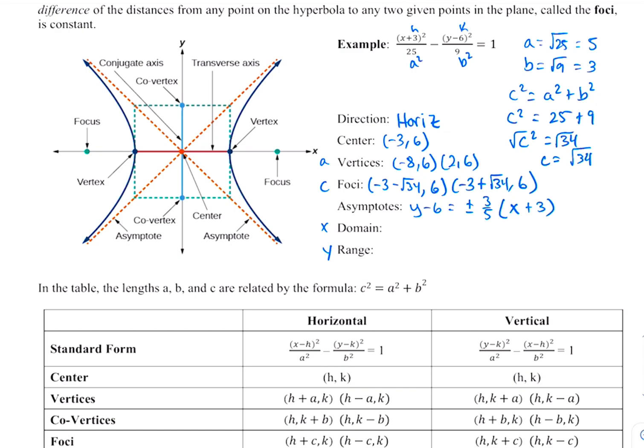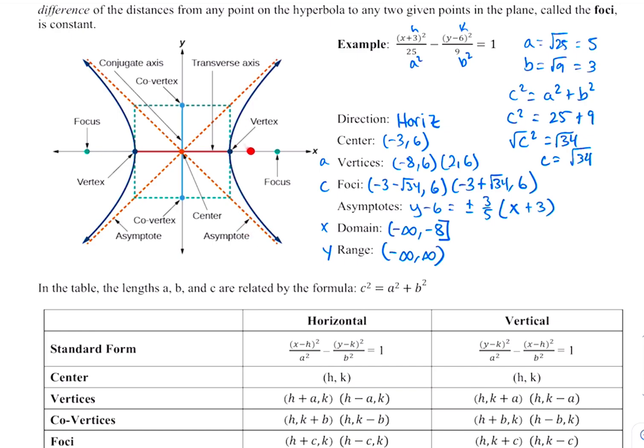Okay. So I'm going to write that down. So we said this was from -infinity to -8. And then my range was -infinity to +infinity, or that all reals. Okay. And then for this side right here, I'm going to go through that same thought process.